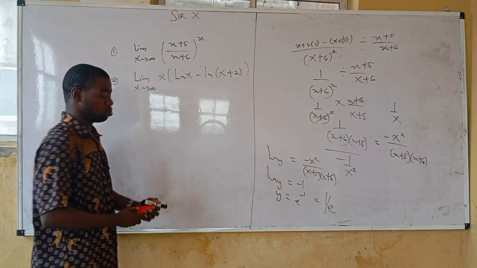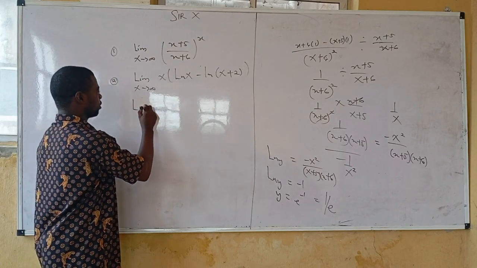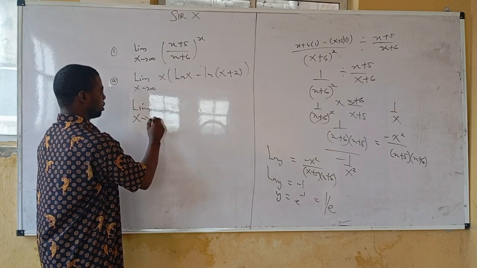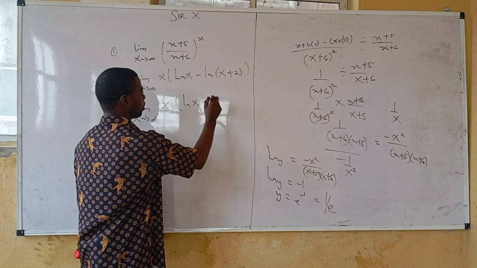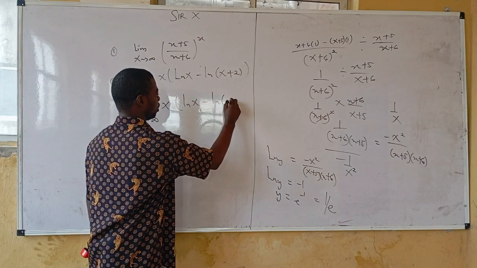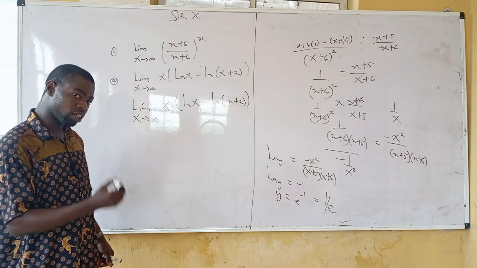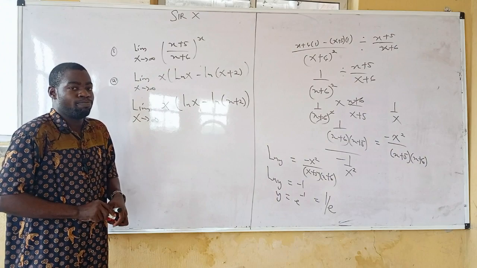From this part now, we'll do question number 2. For question number 2, the limit as x approaches infinity of x times (ln of x minus ln of x plus 2). Okay, so what do you think we should do? Yeah, we can actually simplify.